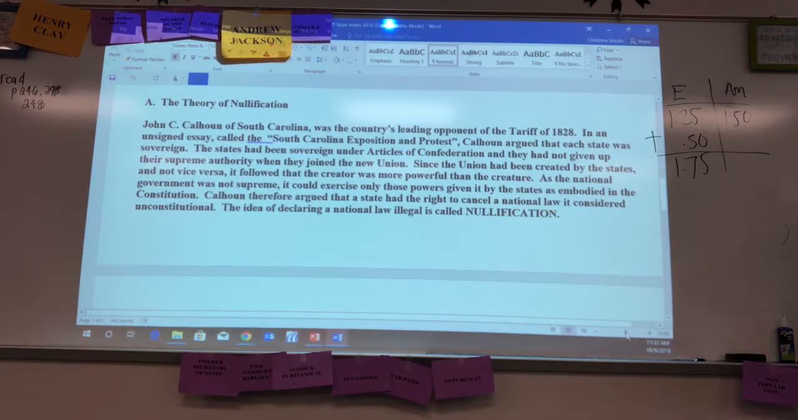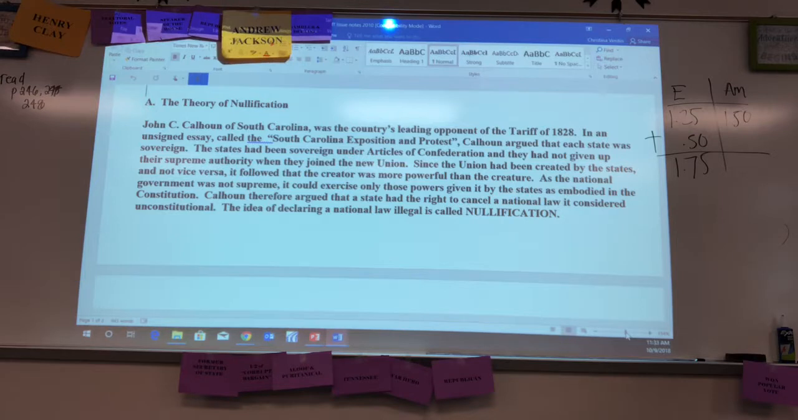This takes us to question 16. There's John C. Calhoun, who's the vice president. He's going to be the leading opponent against the tariff. Whoa, he's the vice president. Shouldn't he be supporting this? We're going to see he will write an essay called the South Carolina Exposition.